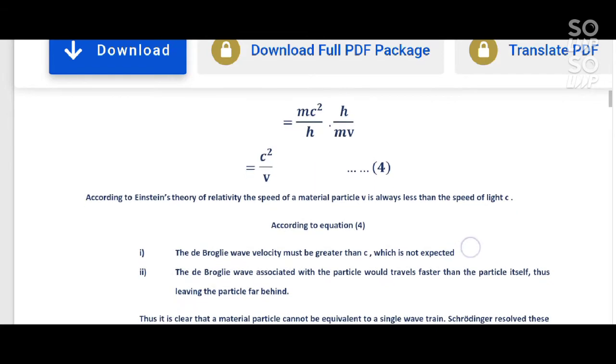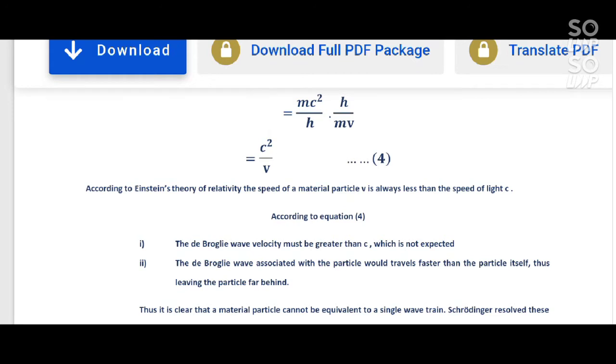But according to Einstein's theory of relativity, the speed of a material particle v is always less than the speed of light c. But according to equation 4, the de Broglie wave velocity must be greater than c, which is not expected. And second, the de Broglie wave associated with the particle would travel faster than the particle itself, thus leaving the particle far behind. Thus, it is clear that a material particle can't be equivalent to a single wave train.